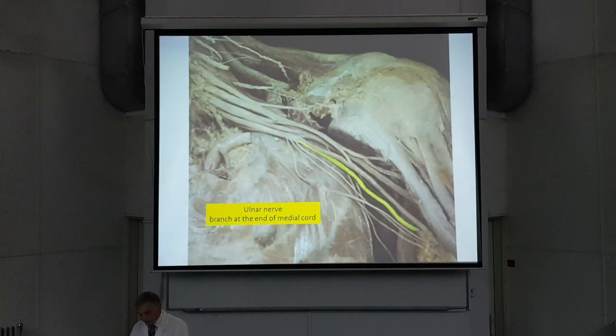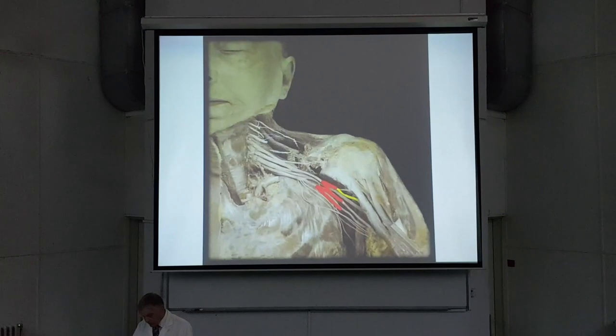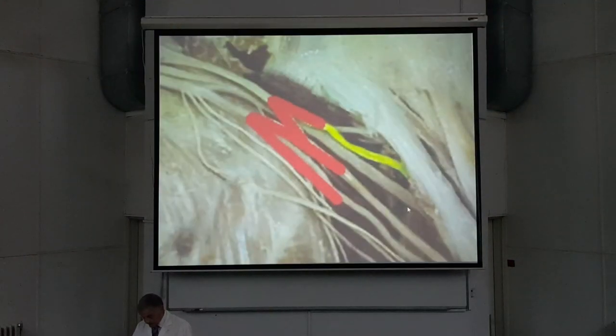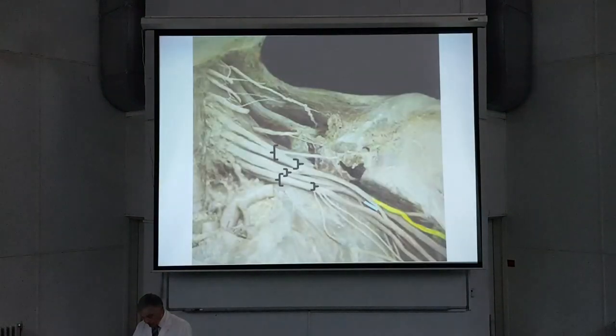This is the ulnar nerve, continuation of the medial cord, and the musculocutaneous, median and ulnar, they make an M arrangement. Now, we use this M arrangement to identify the terminal branches, and we can identify structures going back. Musculocutaneous, median, and ulnar.